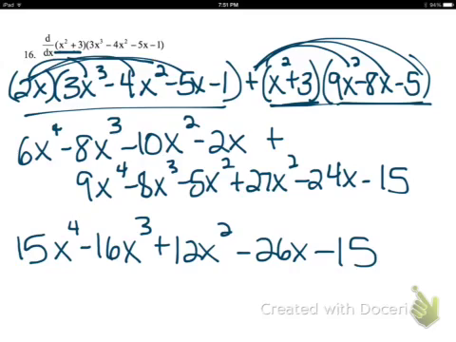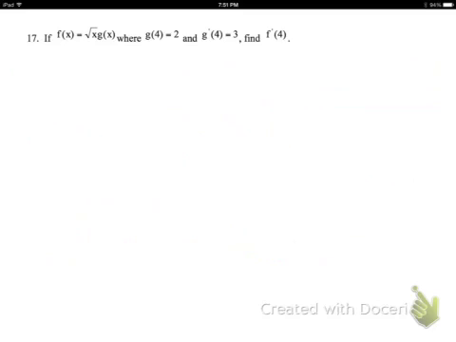There it is. These are going to have a lot of algebra in the simplifying, but the actual rule is derivative of the first times the second plus the first function times the derivative of the second. And then I'm just going to simplify it. Next example is using the product rule, where the first function is root x, the second function is just g of x, and it's telling me what g of 4 and g prime of 4 are, so I can still use the product rule even in function notation.